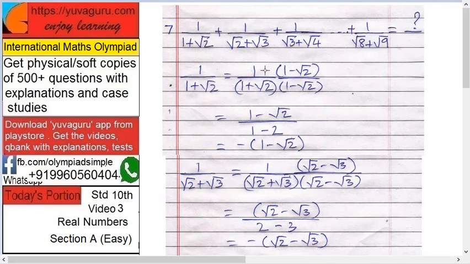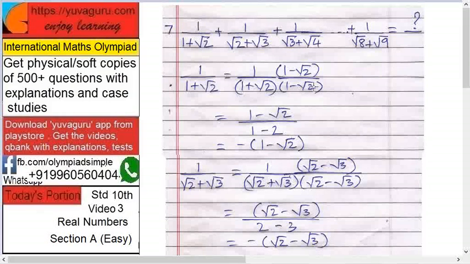Means what? See here. Rationalize the denominators always. Rationalization means what? Remove this root. Okay. So 1 upon root 2 into 1 upon 1 plus root 2 into 1 minus root 2 upon 1 minus root 2.